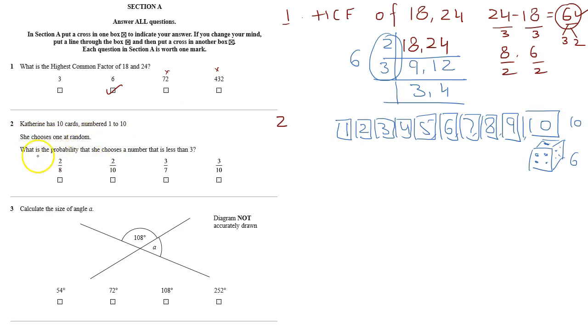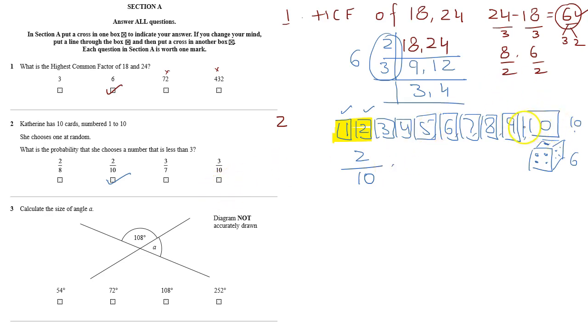She chooses at random. What is the probability that she chooses a number less than 3? So how many numbers are less than 3? It's not saying equal to, it's saying less than 3. So there are only 2 numbers. You have nothing to do with what is written on it. This and this, there are 2 numbers only. So 2 divided by the possible outcomes, 10. So the answer will be 2 over 10.